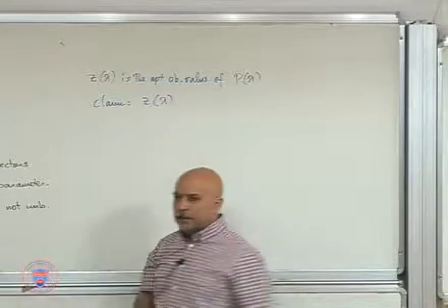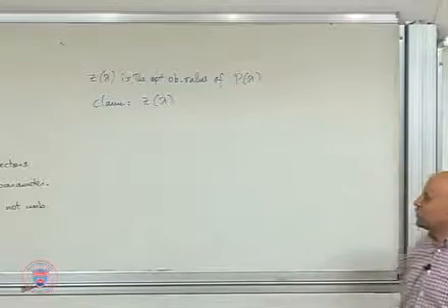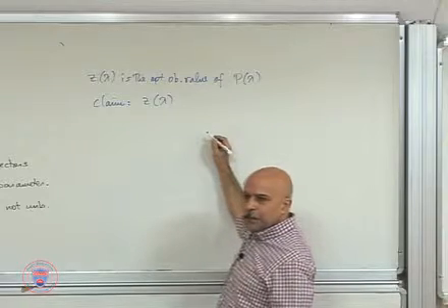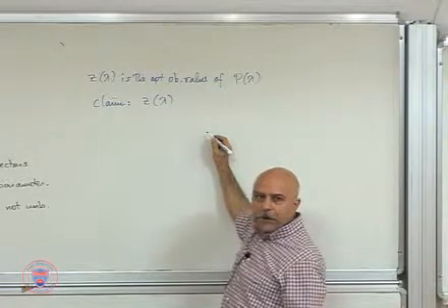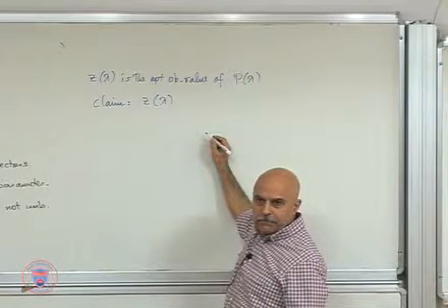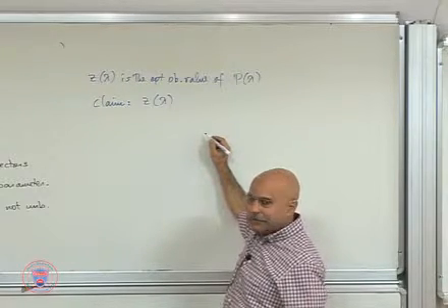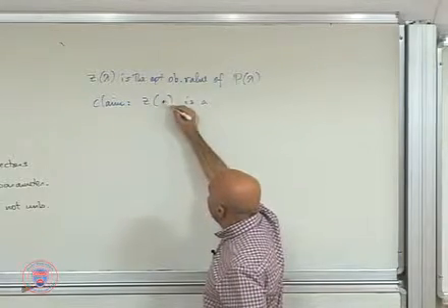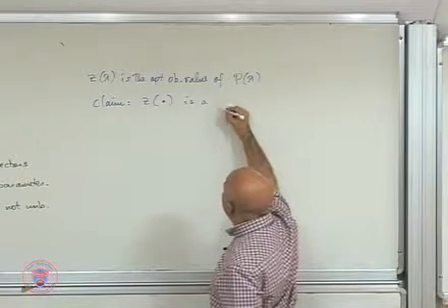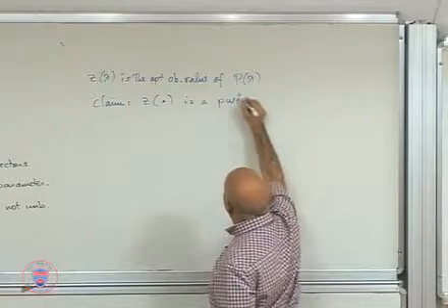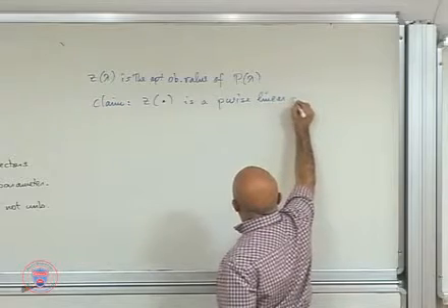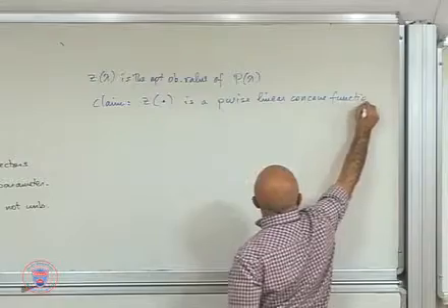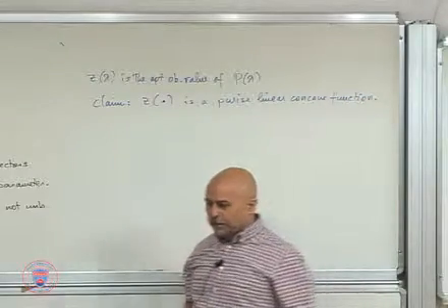So here's a claim. Without doing any further analysis, you can immediately conclude that z of lambda is actually a piecewise linear function, which is also concave. So as a function, not for fixed lambda, but z as a function of lambda is a piecewise linear concave function. Does anybody see why that's the case?